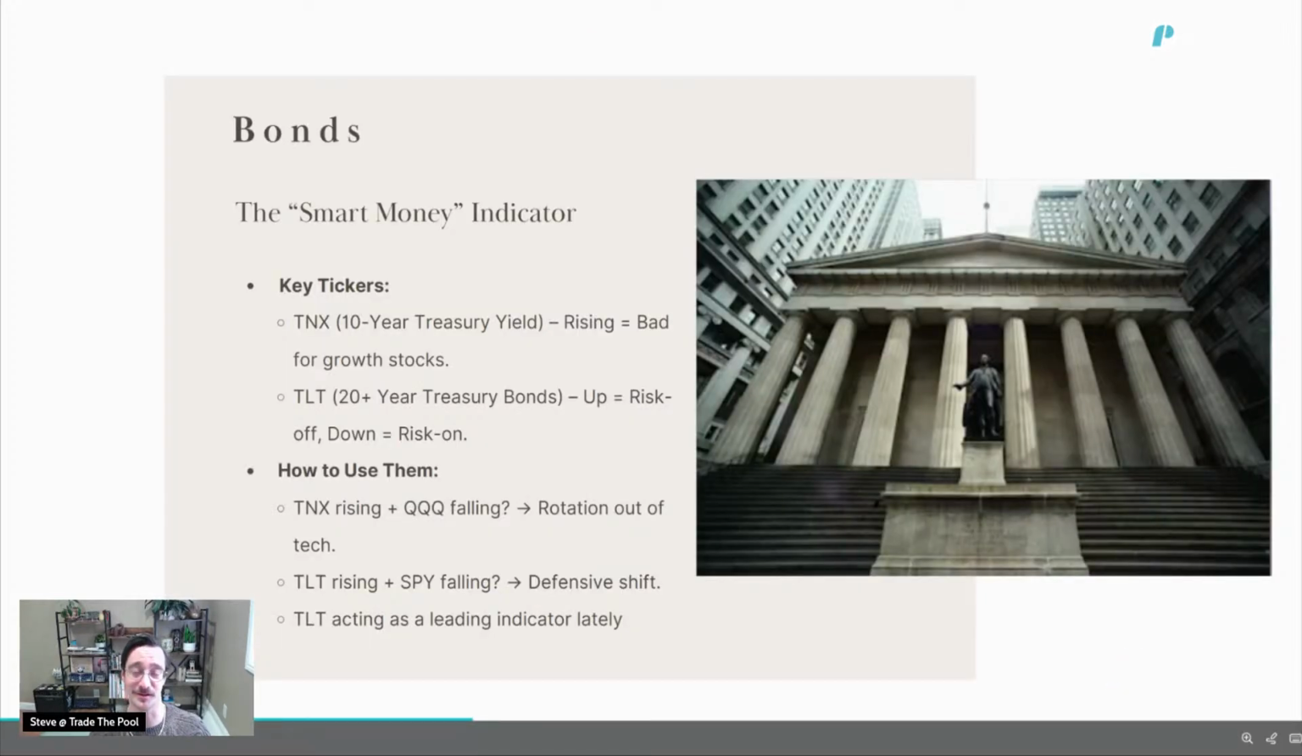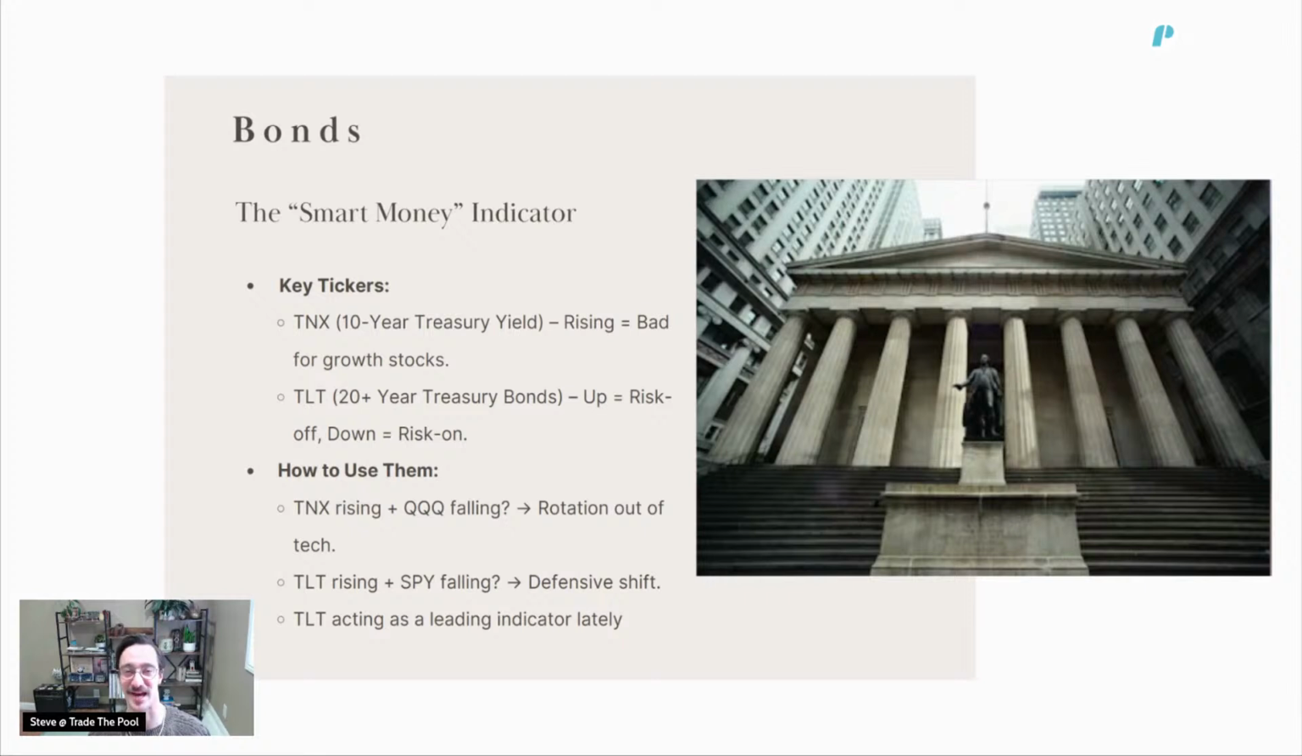So let's jump into bonds. We're eating the frog first. We're tackling the hard stuff first. This is the smart money indicator. Smart traders trade bonds. Institutional traders trade bonds. They are harder to forecast. They're in some ways their own thing, their own microcosm of financial sorcery, if you will. But there's a few that are really important to watch.